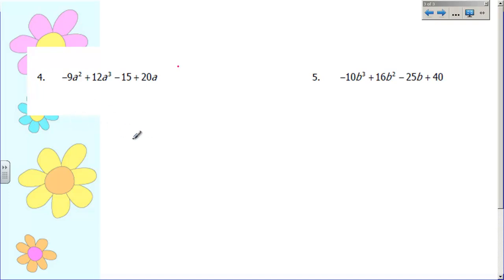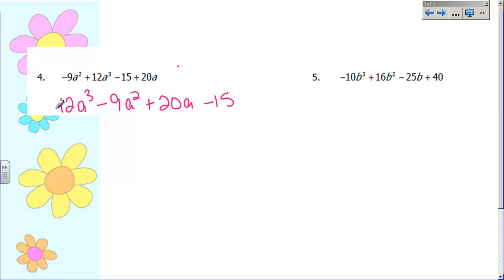Nope, I want to do the box method. And here's why I want to do box method with this. This right here has, well, first of all, it's out of order. So the first thing I'm going to do is put it in order. So the variables, like I told you, the exponents go in order from biggest to smallest. So you have 12a to the third minus 9a squared plus 20a, then minus 15.